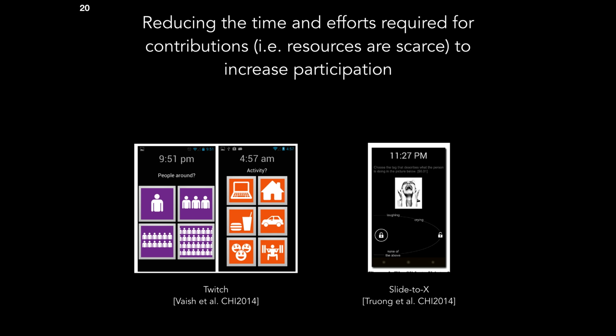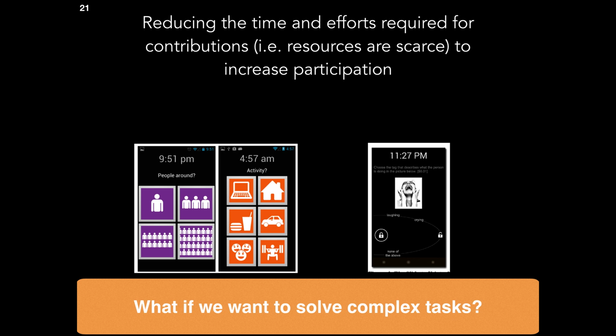For example, previous works have explored ways to use phone unlock interaction techniques to collect core census data or complete microtasks. As I mentioned earlier in the talk, these are simple tasks that don't really require systems to manage dependencies. What if we want to reduce the time and effort required to increase participation, but also to solve complex tasks where the systems have to manage dependencies?